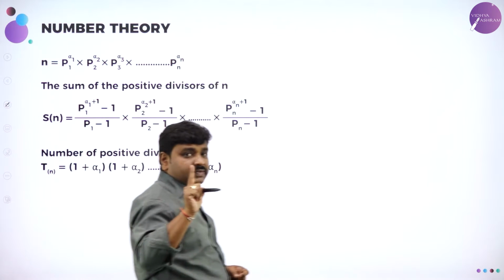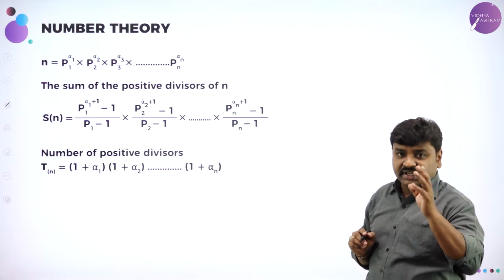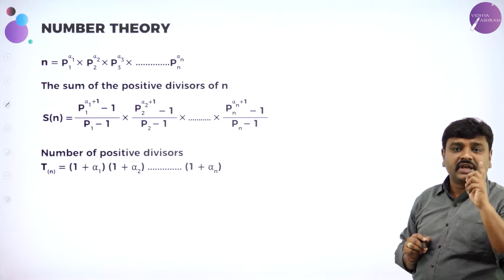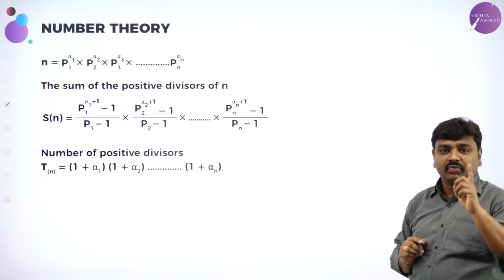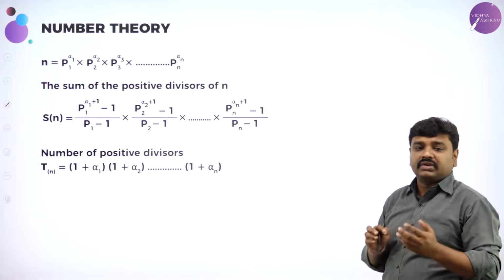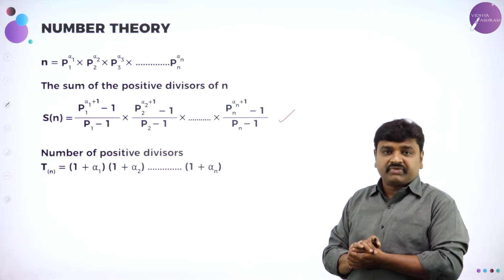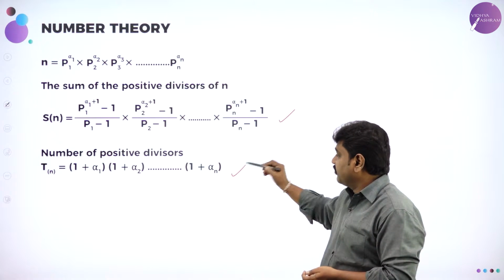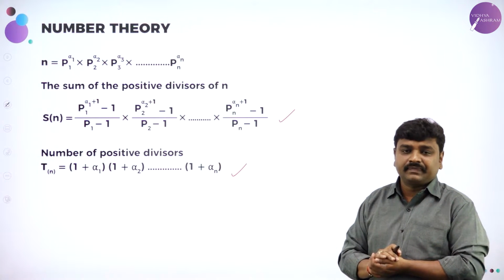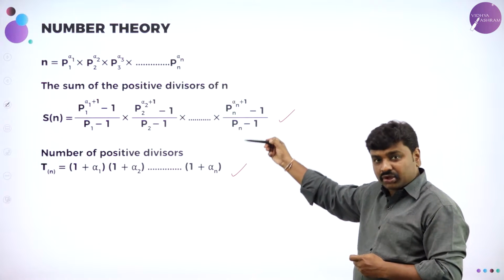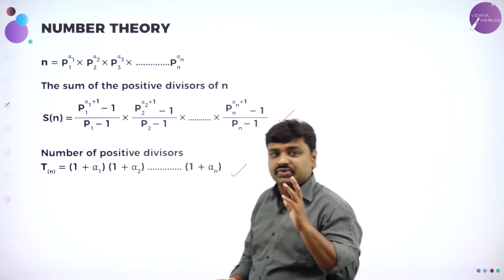The very first step is take the given number, do prime factorization and write the given number in canonical form. Write the given number in what form? Canonical form. Then find P1 and alpha 1. Use this formula to find sum of divisors and use this formula for finding number of divisors. So now we'll go ahead with the problems. Please make a note of this formula, become thorough with the formula and apply this formula to solve the problems.